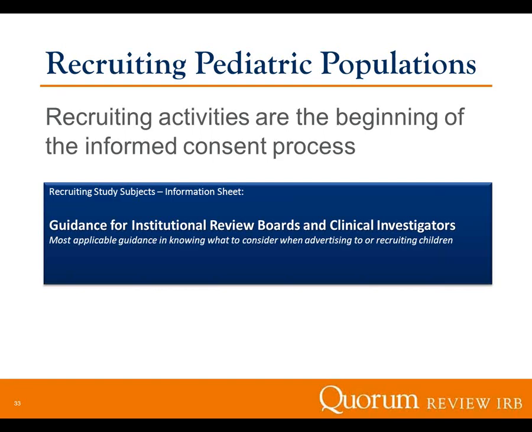When I think about the best guidance in terms of what to look for when you're developing an advertisement or recruiting children, I look to the information sheet put out by the FDA called Recruiting Study Subjects. Now this information sheet is not geared directly towards children. It can be children or adults. But no matter, I think it's very important to consider the issues brought up by the FDA in this guidance document about what should be in advertisements and what should not. And I like to think about that specifically in terms of if an IRB knows the research is directed at a child.